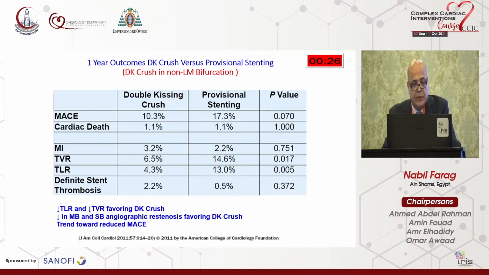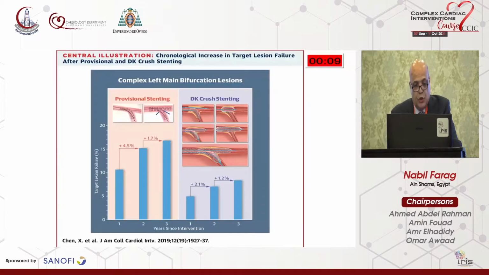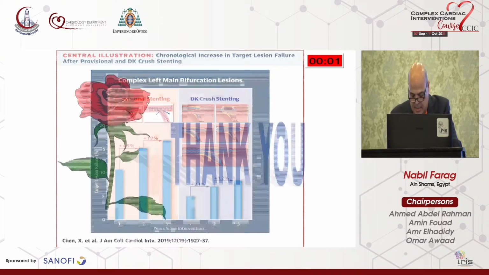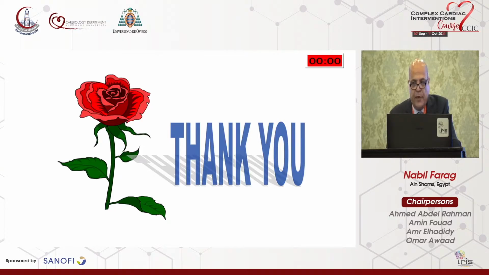This study, comparing the DK crush with provisional stenting, showed a trend towards lower target lesion revascularization and target vessel revascularization. Also, we have a new study published in the Journal of the American College of Cardiology in 2019, showing that the restenosis rate in the first, second, and third year is significantly less with DK crush as compared with provisional stenting. Thank you for your attention.